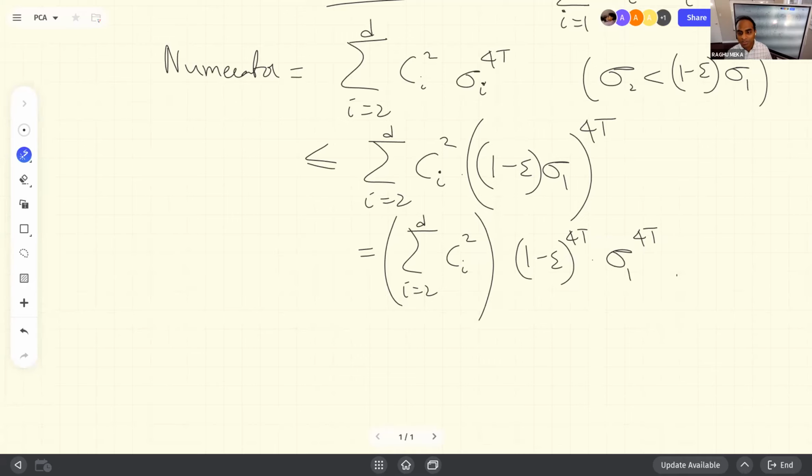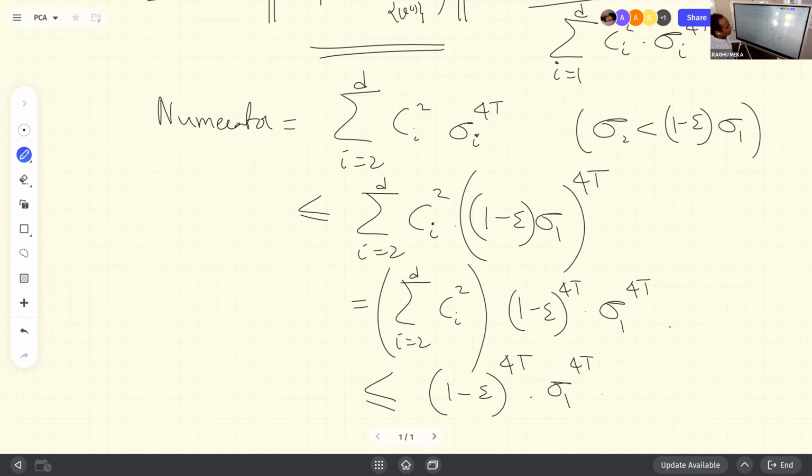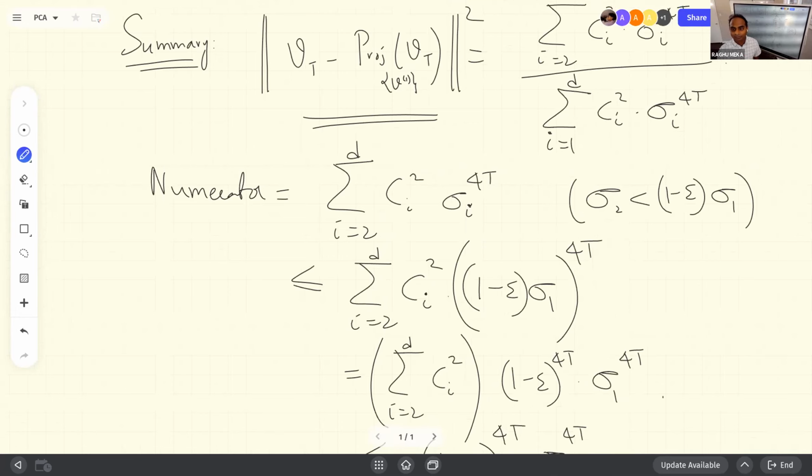Well, we chose our V0 to be a random unit vector, so its length must have been 1. That means that the sum of squares of the ci's was 1. So this is less than or equal to (1 minus epsilon) to the 4t times sigma 1 to the 4t. So we have some upper bound on the numerator. The numerator is in fact decreasing at this rate. So are we done? What do you think? Yes, no?